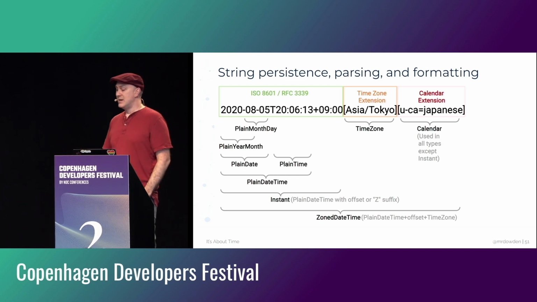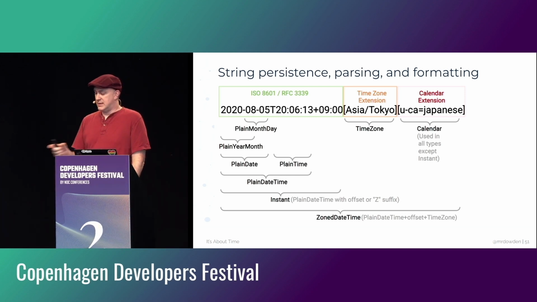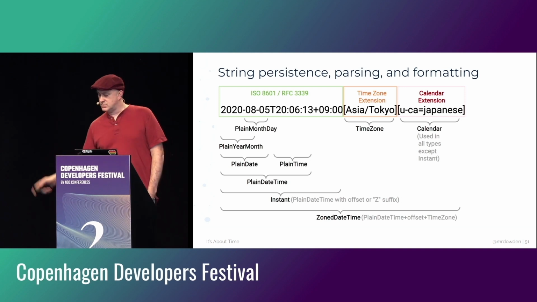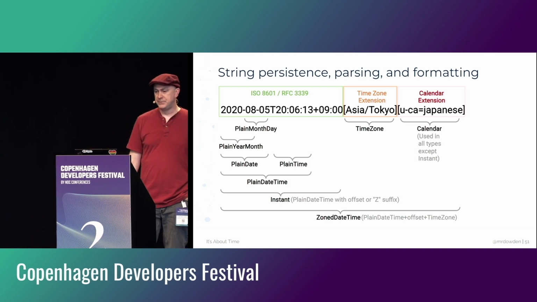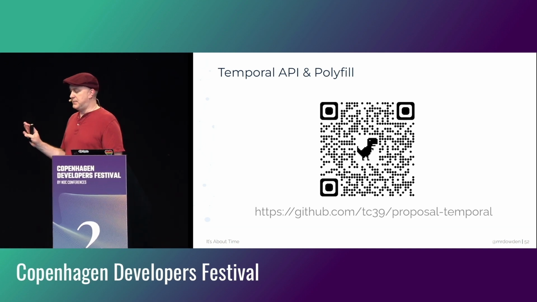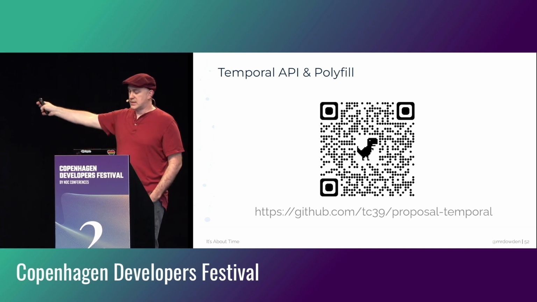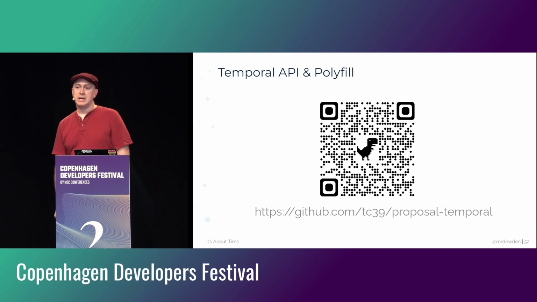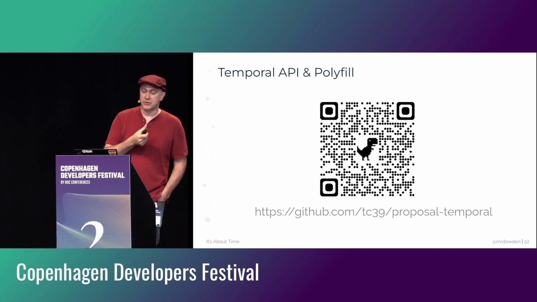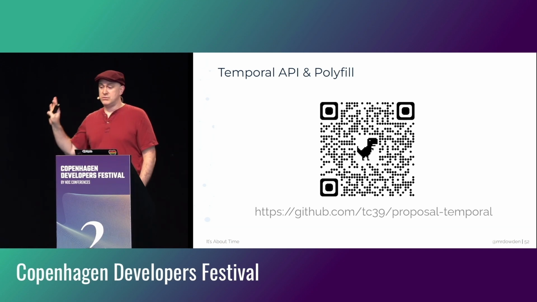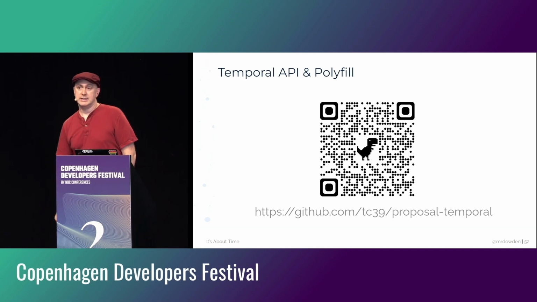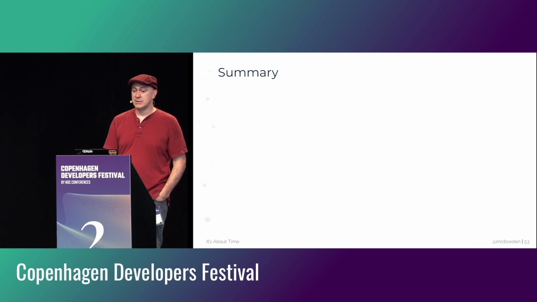The PlainTime is just the time portion. I don't always need the date associated with the time. Or I might need the entire instant or the entire ZonedDateTime with all the time zone and everything. So if you're interested in getting started with Temporal, you can check out the API. There is a polyfill for it. You can check that out on their GitHub page. It has been working for at least a year, year and a half now, and has been available for your use. If you don't want to get started with Temporal yet because it's not quite ready, definitely check out Luxon and give that a try for all of your time zone math needs.